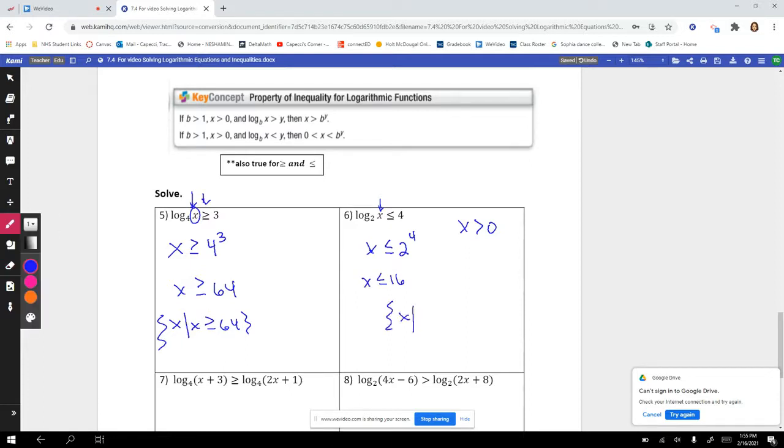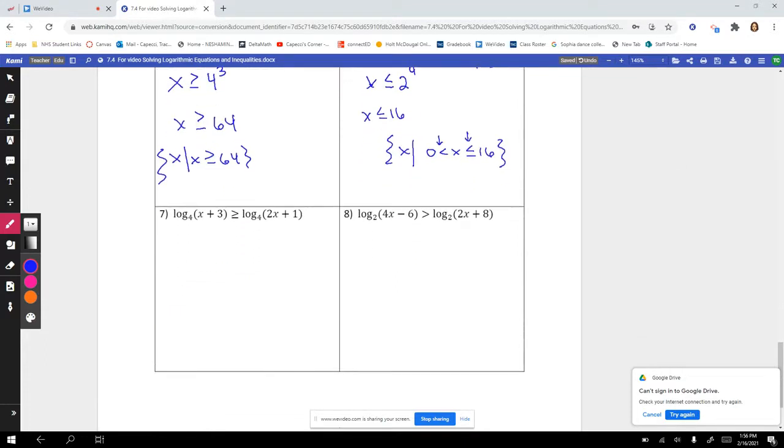So x such that x is going to have to be between 0 and 16. It has to be greater than 0, so I'm not going to have an equal sign. My original problem had an equal sign, so that's okay. So somewhere between 0 and 16 will work for my solution.